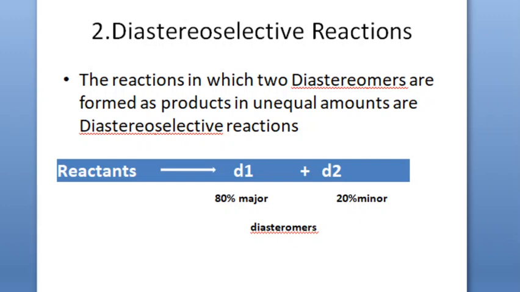So typically you can represent a scheme as reactants converting into products, and those products are your diastereomers. D1 and D2 are diastereomers here, and one is major and another one is minor. This is major with 80% yield, and you can classify this as minor with 20% yield. So you got stereoisomers that are diastereomers, and there is unequal yield of these diastereomers. Therefore, you can classify the reaction as what? Diastereoselective reaction.